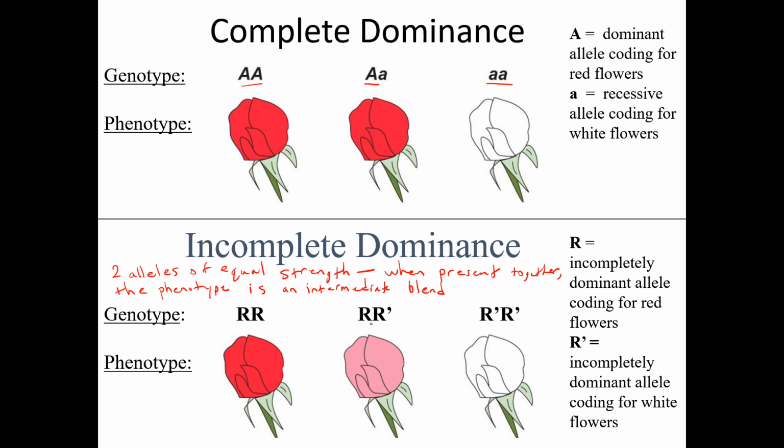Now with one of each, this is where that thing I wrote, the phenotype is an intermediate blend. So take red and white paint, for example, and mix them together, you get pink. So it's key that it's intermediate and it's a blend somewhere in between the phenotypes of the other two. It doesn't have to be exactly in the middle, but it's somewhere in that range. That's incomplete dominance. Equal strength, but the resulting phenotype is somewhere in between the other two. It's a blend of those two.